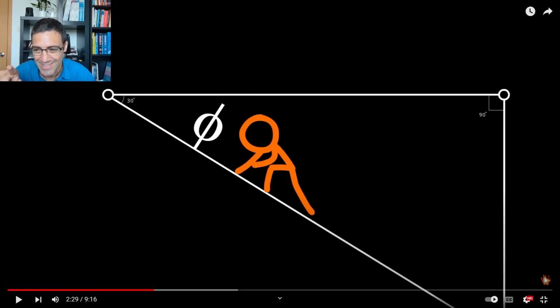Notice the 30, 60, 90 triangle. That's one of the special triangles, and it has side lengths 2, root 3, and 1. Very nice to see it showcased here.